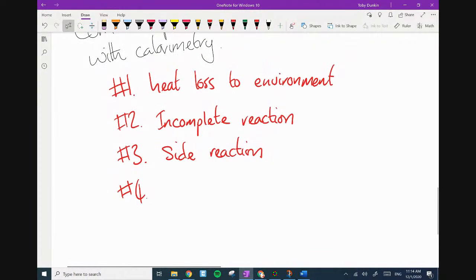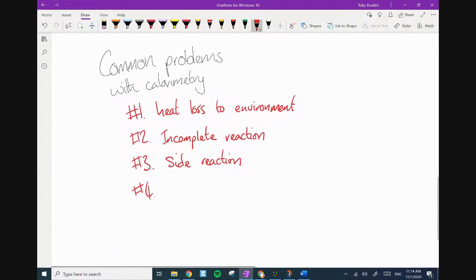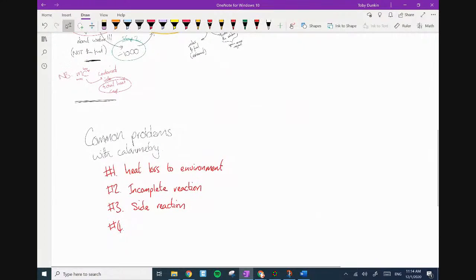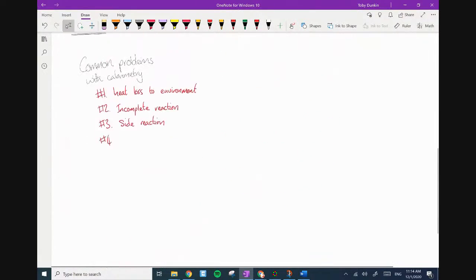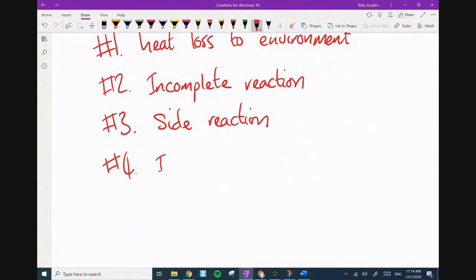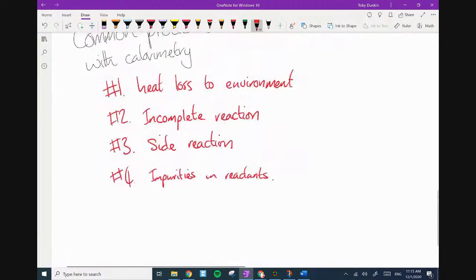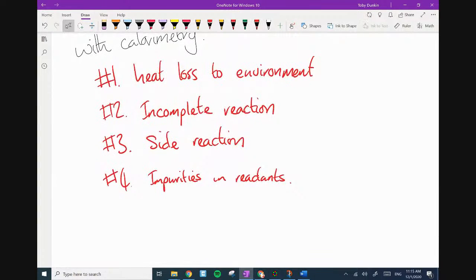Number four, the reaction could be reversible. Now, I don't really want to add that one to the list, to be fair. I've changed my mind on that. It is a reason why we don't get the heat, but it's really much to do with the outcome rather than anything else. Okay, let's skip that one. Let's go to impurities. That one quite often gets taken away from you, just so you know. Impurities in reactants. Incomplete reactions, side reactions, impurities, heat loss to the environment.